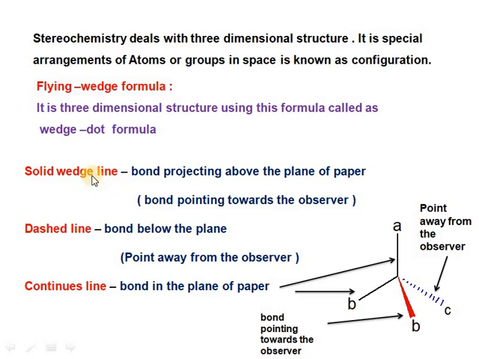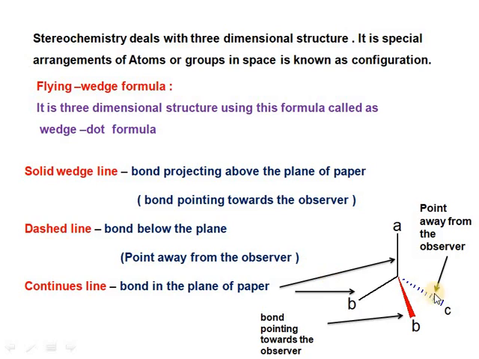The solid wedge line means the darkened line. This dark line is called a solid wedge line. These bonds show the bond projecting above the plane of the paper. It means those solid lines show groups above the plane of the paper, that is, the bond pointing towards the observer.